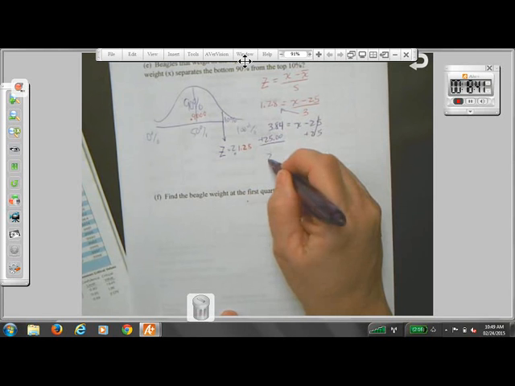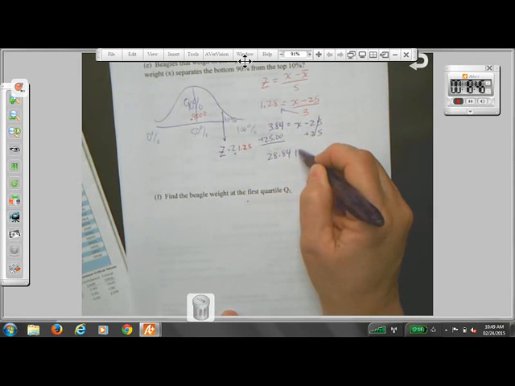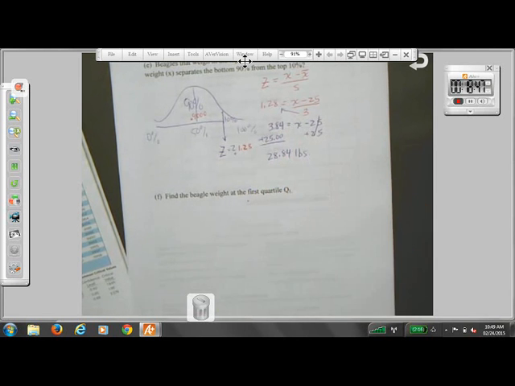So 28.84 pounds is the cutoff for beagles, determining which beagles are overweight. So a beagle that weighs 28.84 or above pounds is considered in the top 10% of weights and considered an overweight beagle.